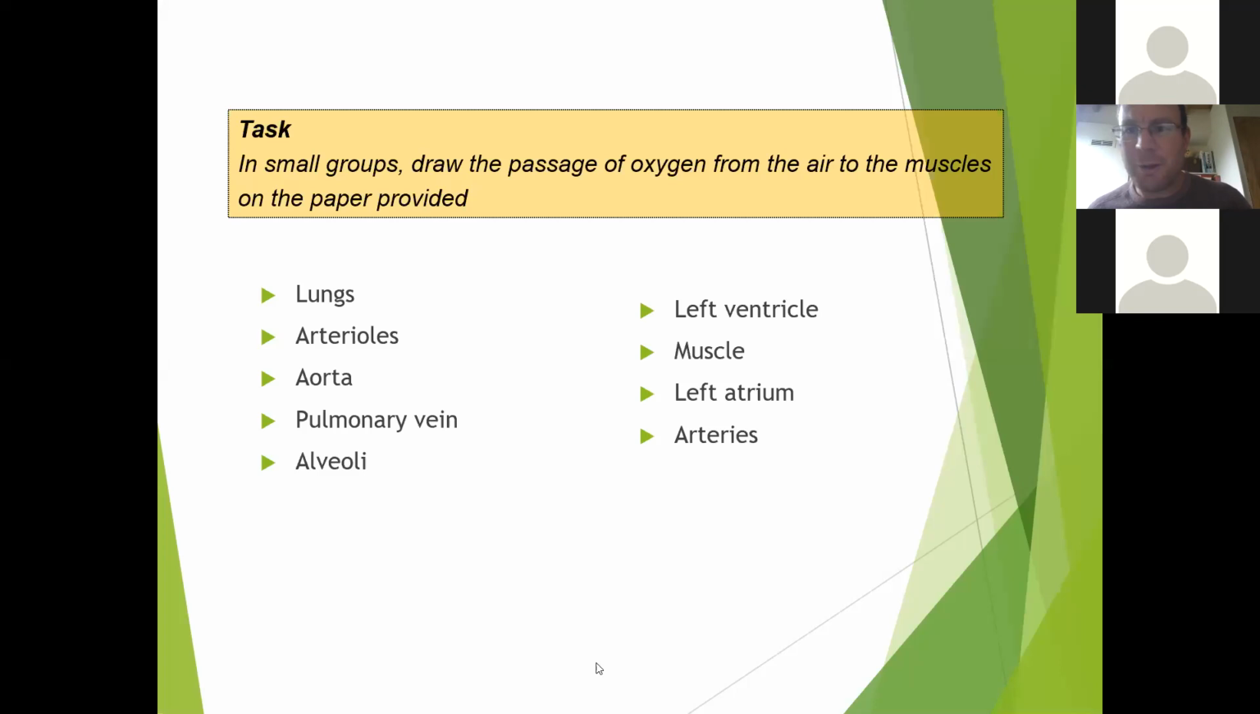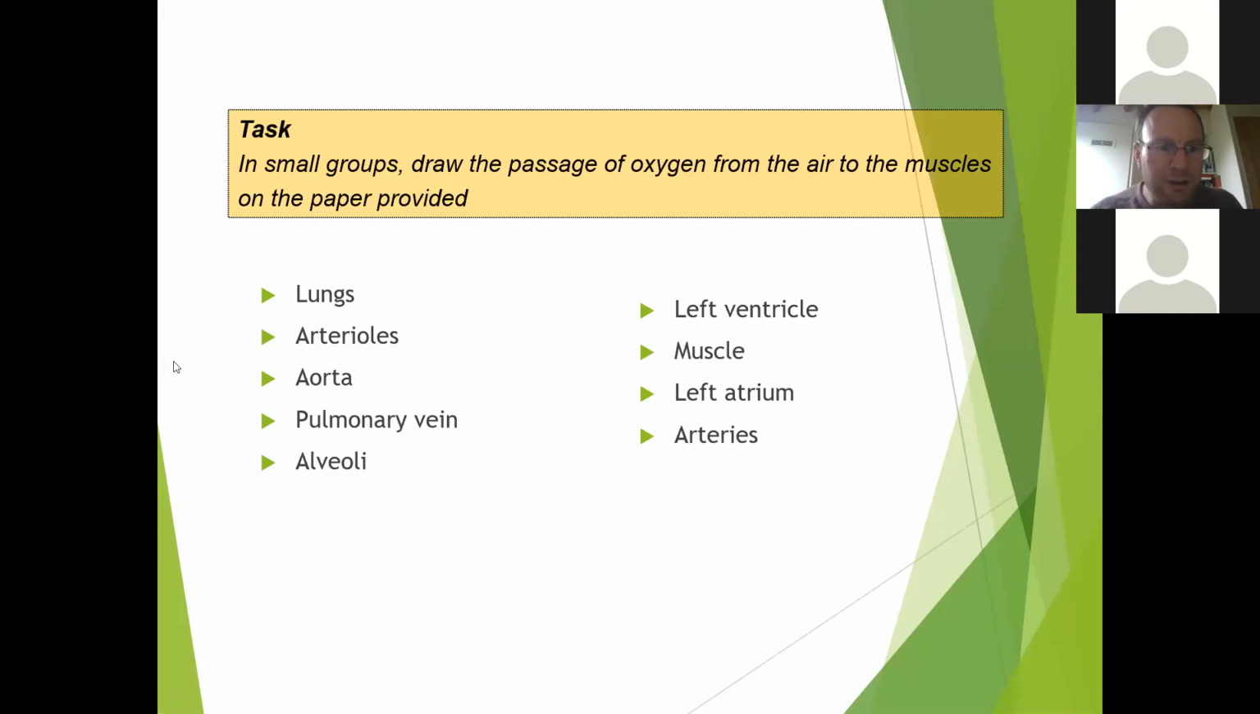Okay, so I'm going to share with you mine. There's some lungs. Oh, this is hard. So here's my oxygen molecule coming into my lungs at the alveoli, arrives at the left atrium, the left ventricle, pumped to the muscle. Oh, I didn't include the aorta. So the aorta just comes off the left ventricle.